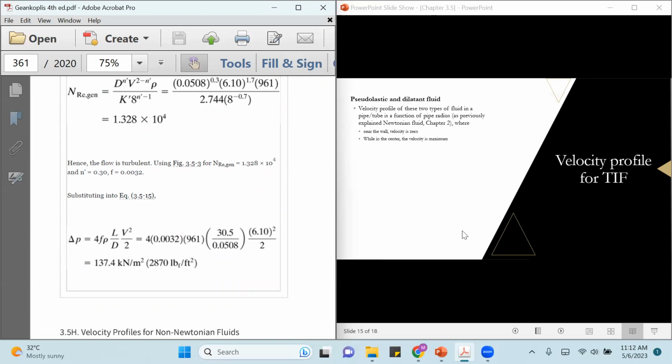Similarly, to what we've learned in chapter 2 about the velocity profile for Newtonian fluid, we will also talk about the velocity profile for pseudoplastic and dilatant fluid. The velocity profile of these two types of fluid in a tube or in a pipe is a function of pipe radius, where near the wall the velocity is 0 because of the friction, while in the center the velocity is maximum.